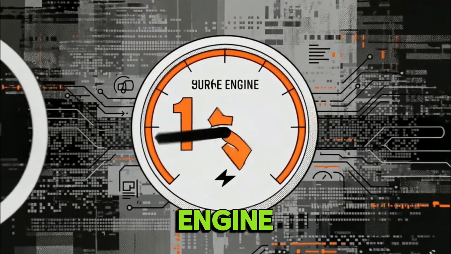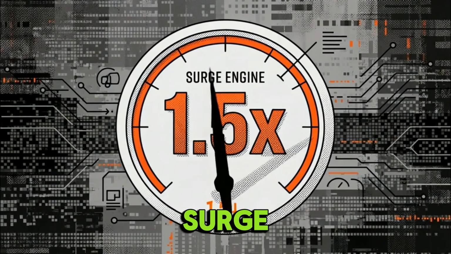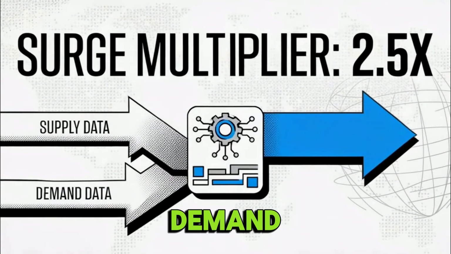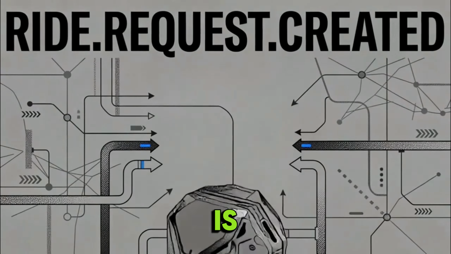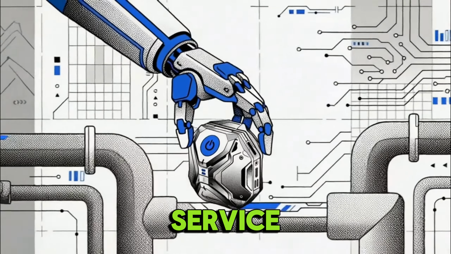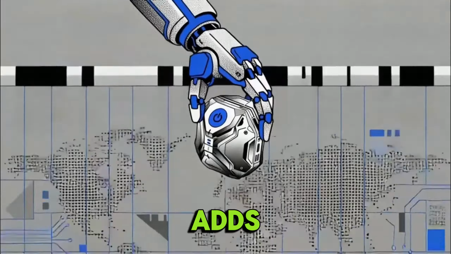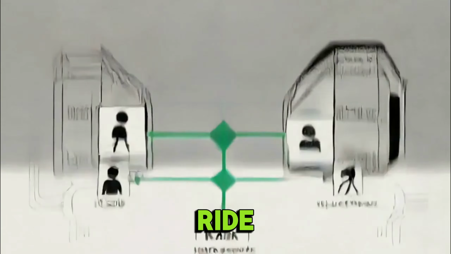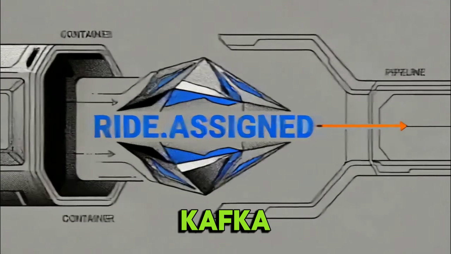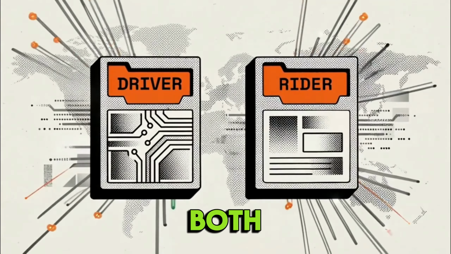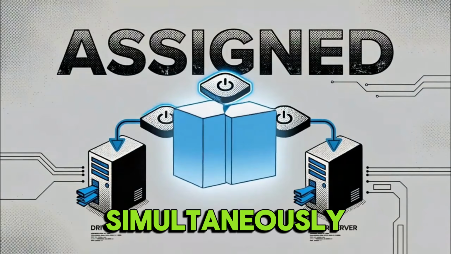The search engine has already pre-computed the surge multiplier for the rider zone based on the continuous supply and demand event streams. The ride request is enriched with the current multiplier as it flows through the system. The dispatch service picks up the ride request event and adds it to the current matching batch. Within a few hundred milliseconds, it solves the batch assignment problem and publishes a ride assigned event to Kafka. The driver notification service and the rider notification service both consume that event simultaneously.